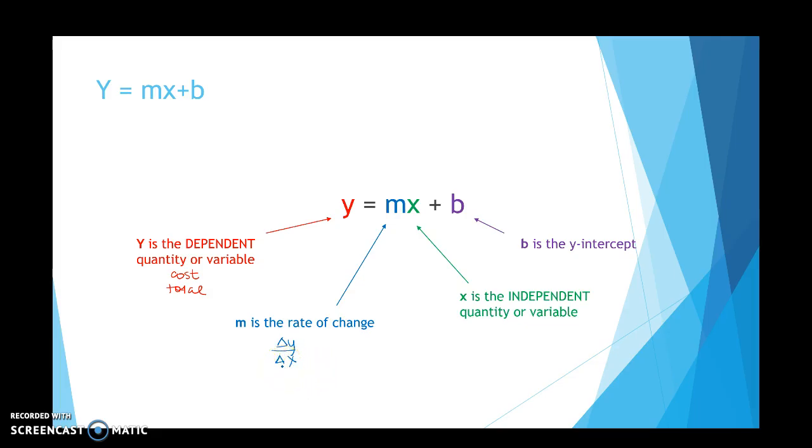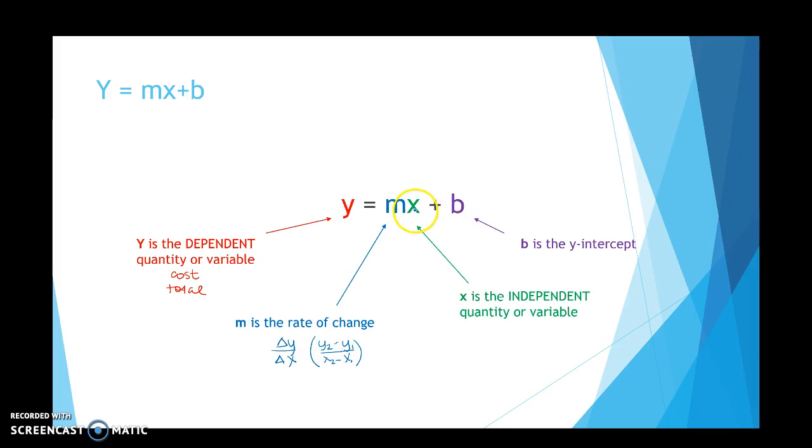What operation do you think about with change? If something changes, it's usually different, right? So you're going to find the difference, or you're going to subtract. If you're looking at a table, it's going to be y2, so you take the second y on the table minus y1, over x2 minus x1. We will take another look at that in a minute. But remember that it's change, so you're finding the difference.